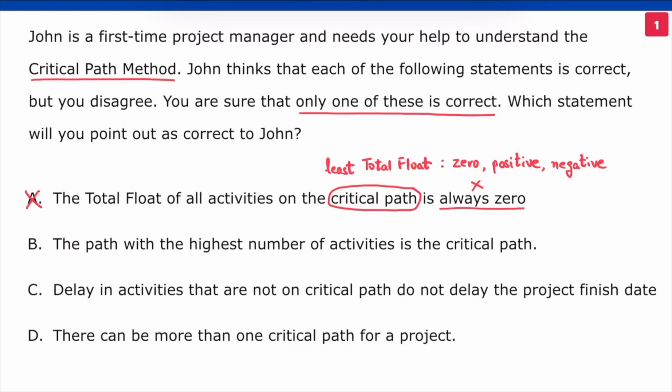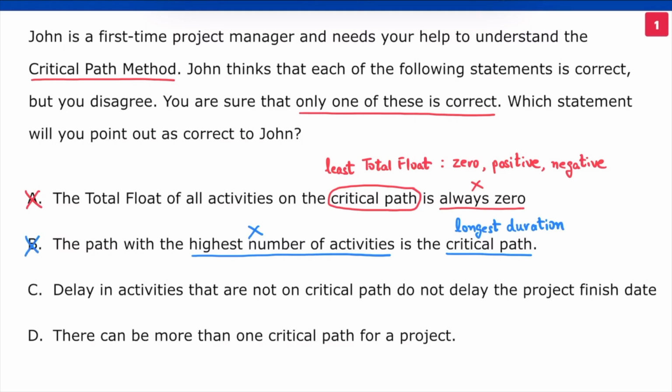Next, option B. The path with the highest number of activities is the critical path. This is clearly incorrect. Critical path is the path not with the highest number of activities, but the path with the longest duration. The number of activities do not matter. B is incorrect.